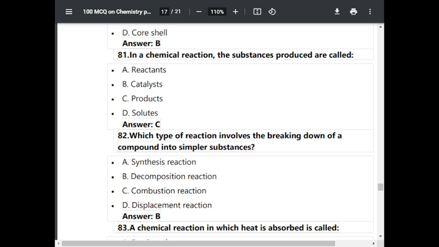Question number 82. Which type of reaction involves the breaking down of a compound into simpler substances? Option A synthesis reaction, option B decomposition reaction, option C combustion reaction, option D displacement reaction. The correct answer is B, decomposition reaction. Decomposition reaction involves the breaking down of a compound into simpler substances.